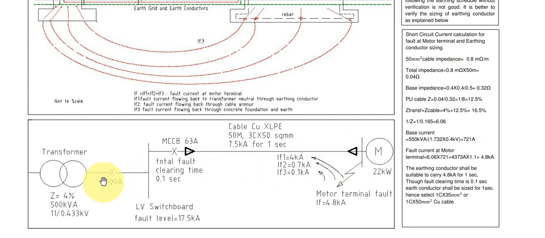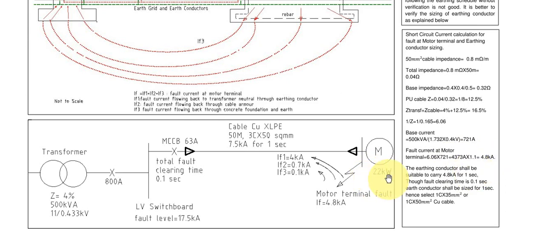The cable is 12.5%, the transformer is 4%, so total impedance from the source up to the motor terminal is 16.5%. Finally, we do all this fault calculation using the per unit method. I will not go more deep into the method here. So we get the fault current as 4.8 kA.